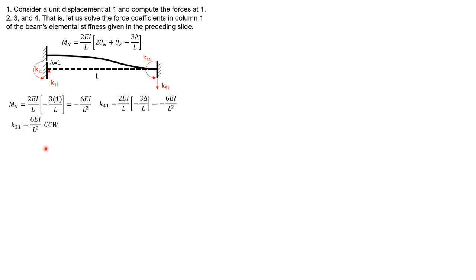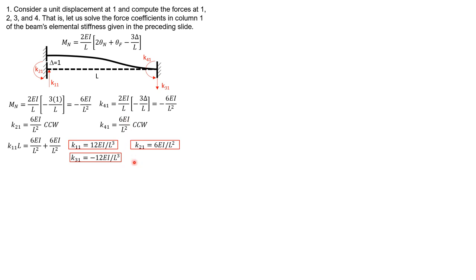So K21 is 6EI over L squared, as well as K41, 6EI over L squared. Summation of moment at the right equals 0. So clockwise moment, K11 times L equals counterclockwise moment, 6EI over L squared plus 6EI over L squared. So simplifying this, K11 is equal to 12EI over L cubed. And therefore, K31 is the negative of K11, negative 12EI over L cubed by statics. So K21 is 6EI over L squared, and K41 is 6EI over L squared, which we already found.